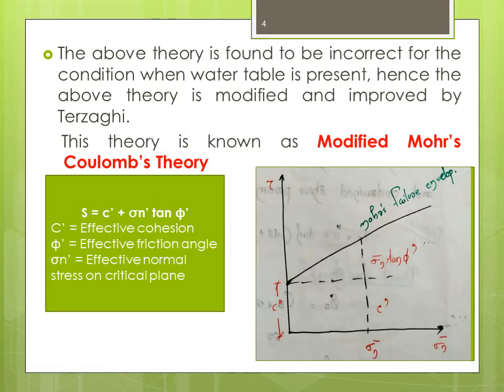The above theory is found to be incorrect for the condition when the water table is present, and hence it was modified and improved by Terzaghi. This theory is known as the modified Mohr-Coulomb's theory. According to it, S is equal to C dash plus sigma n dash tan phi dash. Here C dash is the effective cohesion, phi dash is the effective friction angle, and sigma n dash is the effective normal stress on the critical plane. The figure shows the modified Mohr failure envelope.